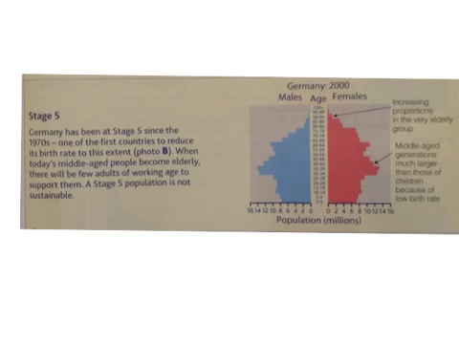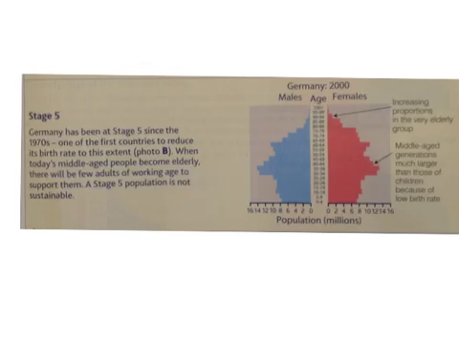This is a population pyramid shown for stage 5, and again, remember our case study was Germany, and Germany has been at stage 5 in the demographic transition model since the 1970s. It was one of the first countries to reduce its birth rate to this extent, and this can be seen, the extent of that, at the bottom of this pyramid. Look how much shorter these bars are at the bottom compared to this middle-aged group. These are the people who are no longer having children, and therefore causing that low birth rate.